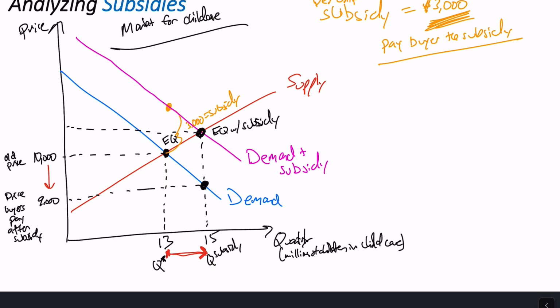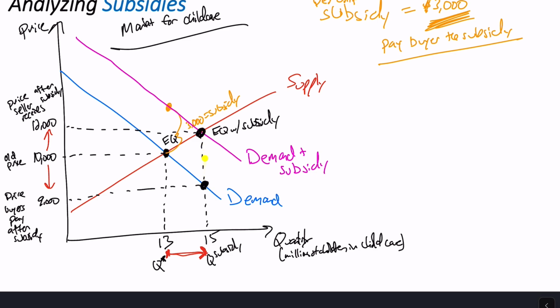Price line over, and let's say this is $12,000. And this is going to be the price the seller receives after subsidy. Okay. So the seller gets a higher price than they did before, about $2,000 more, after the government starts subsidizing this thing. So if the buyer's only paying $9,000 out of pocket, the seller is going to keep $12,000. What's going on? Well, the $3,000 difference there, that's what's coming from the government.